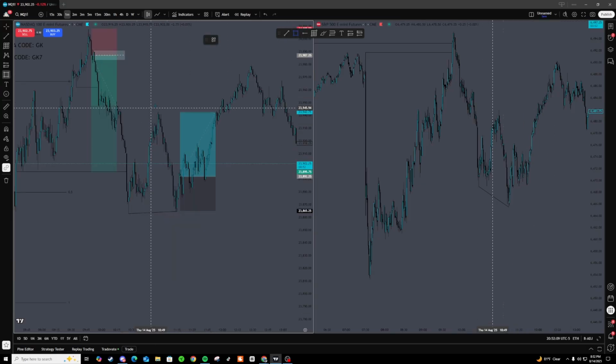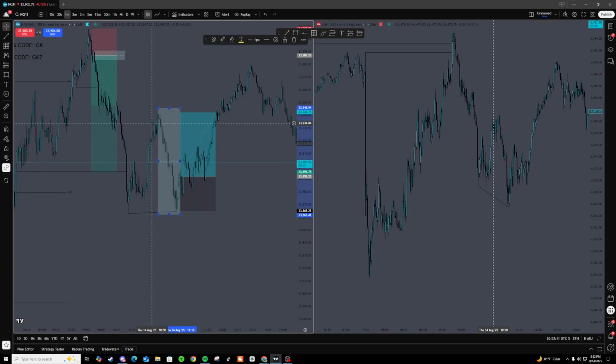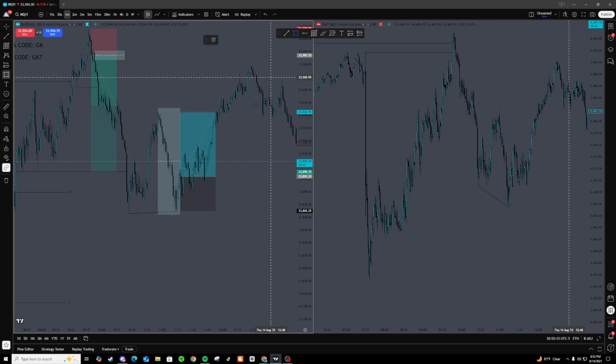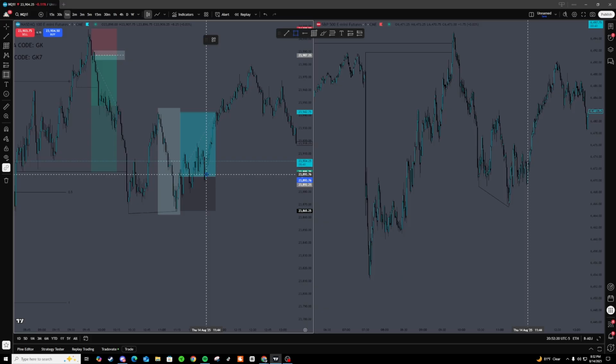I just want to point something out too. This delivery happened in a macro period right here. So these shorts right here. And then as well as that, we accumulated. And then the second that the macro period opened again, we delivered higher.